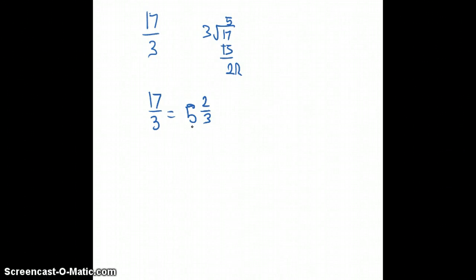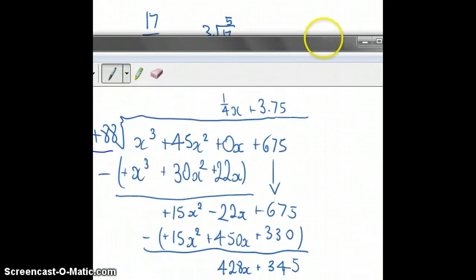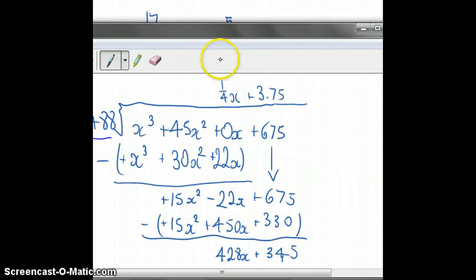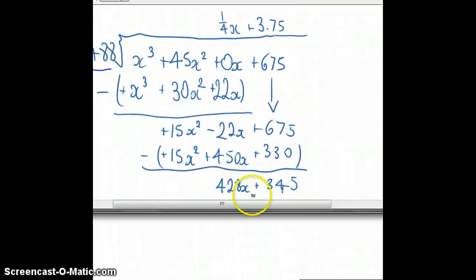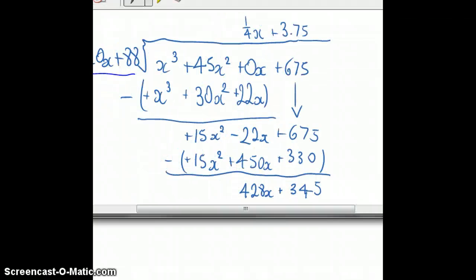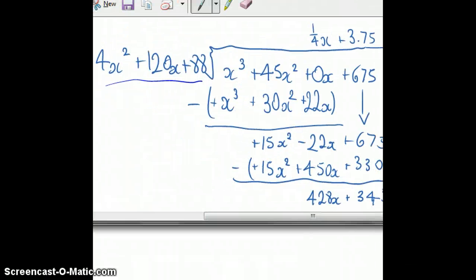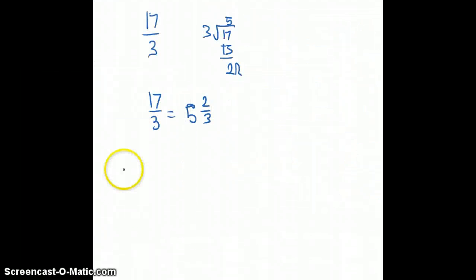Now if we take this same concept and apply it to this long division, having a quotient of 1 over 4x plus 3.75, a remainder of 428x plus 345, and a divisor of 4x squared plus 120x plus 88, we can rewrite that as this.